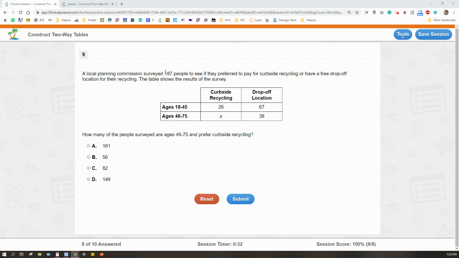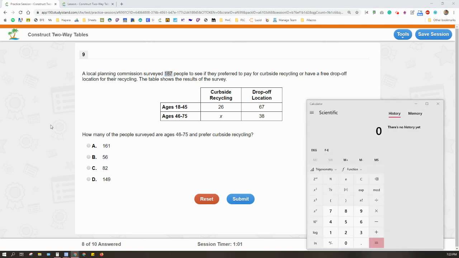Now remember, it says in the problem that 187 people were surveyed. It gives us 3 of the 4 sections in the table. So we just need to find that last section by figuring out who is missing from the 187 surveyed people. So here we go. You have 187 total people.